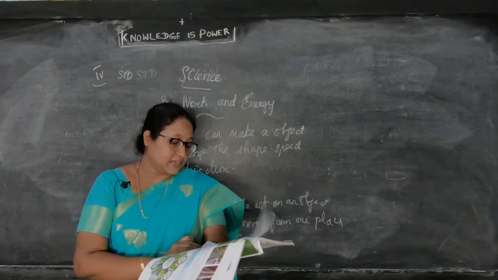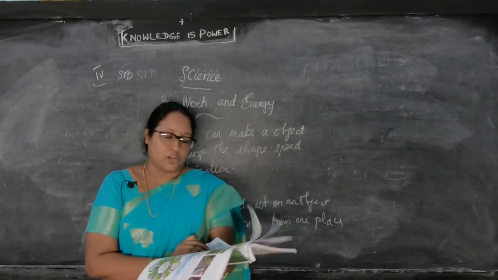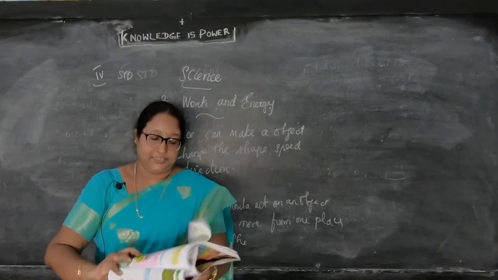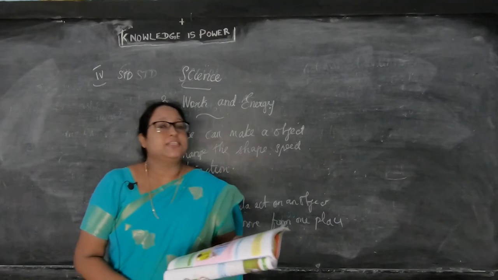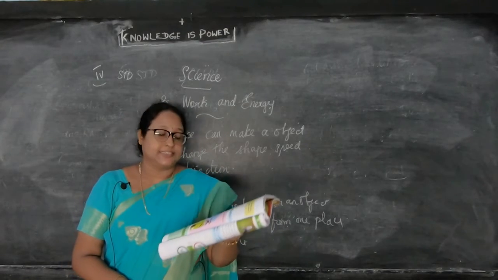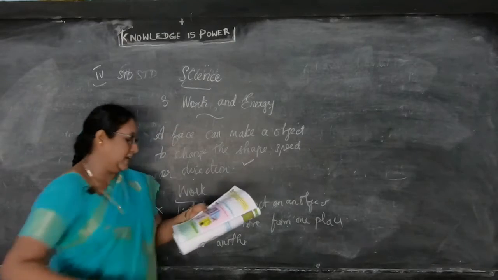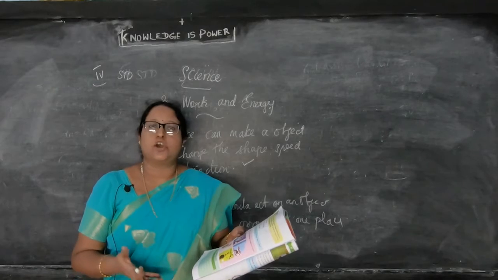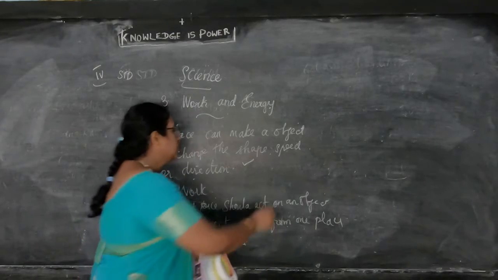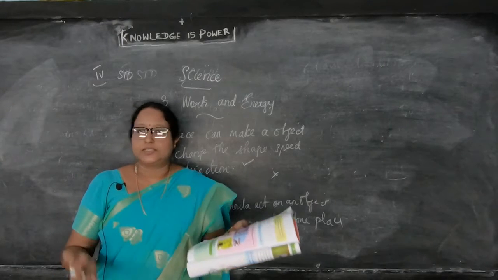The next I have asked, answer whether the work is done or not in the following activity. That is pushing the door. Whether it's a work done or not done, children, it's a work. Pushing the door is a work, so put a tick. Like holding a doll. Is that a work done? No, holding a doll is not a work. So, put it wrong. Then, sitting in a bus. It is also not a work.